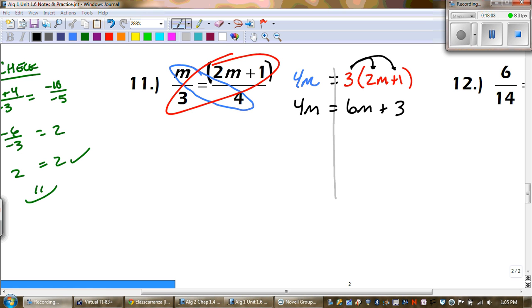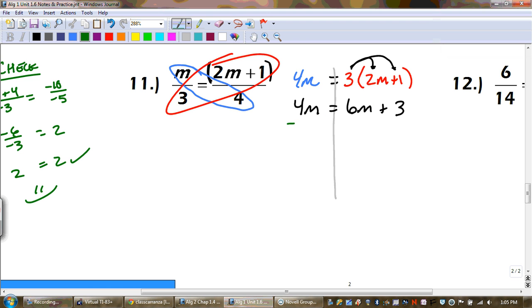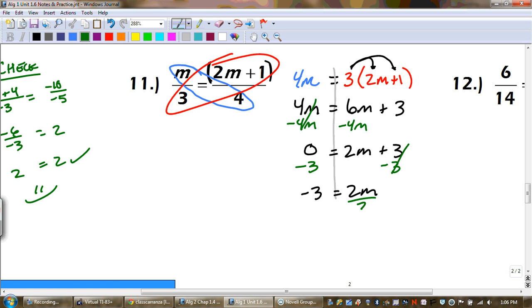Okay, so I did the distribution, but now I'm going to move the smaller variable. The smaller variable is the 4m, and when we do that, we get 0 equals 2m plus 3. We're not done because the variable is not by itself. We have to subtract the 3 to both sides. And then the last thing to do would be to divide. And then our final answer would be negative 3 over 2 equals m.